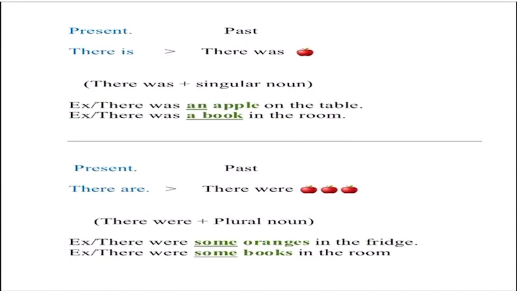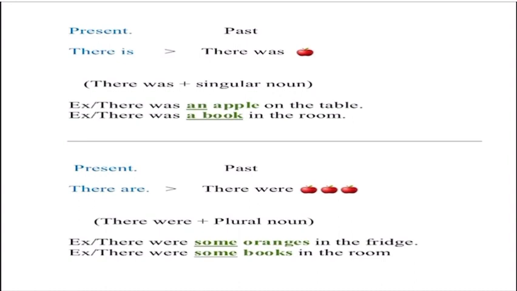And why do we say an apple, why didn't we say a apple? Because in apple, the first letter is a vowel. When we have the vowel letters A, I, O, U, E, we must use an before the noun. And when we don't have those letters, we can use a.